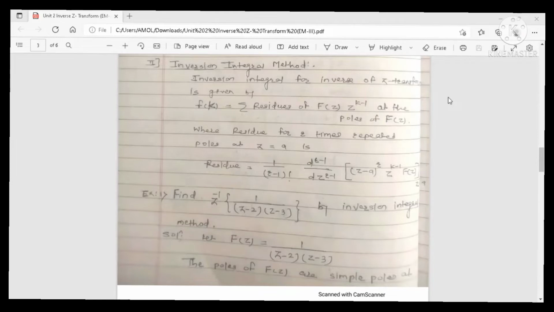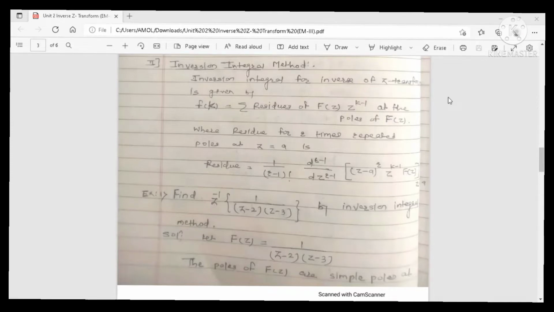Today's topic is the inversion integral method. This is the method used to find the inverse Z transform. This is the second method; the first one was the partial fraction method. In the previous lecture we already discussed the partial fraction method. Now the inversion integral method. This topic is from the second unit. Now, what is the inversion integral method?